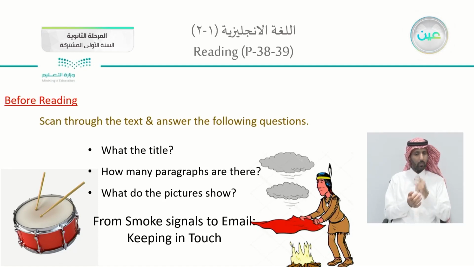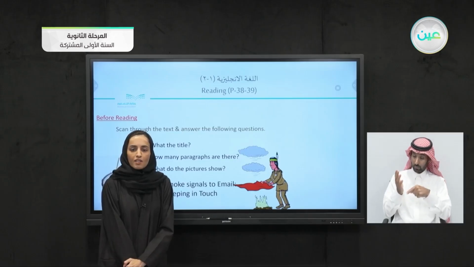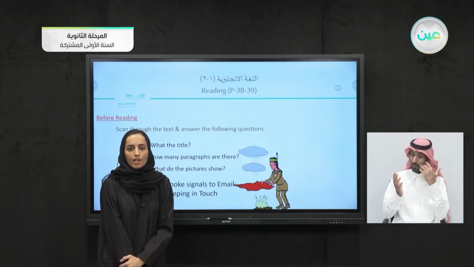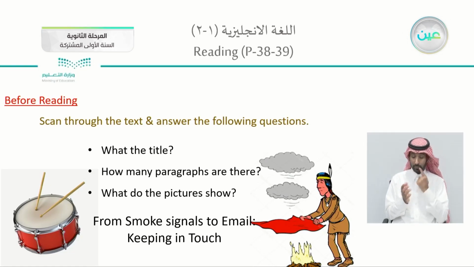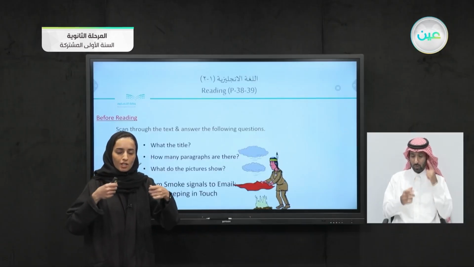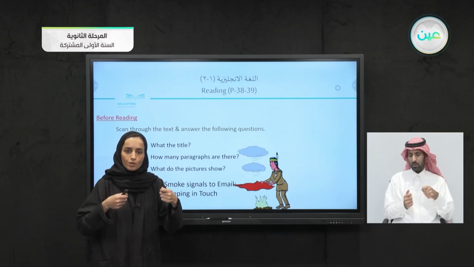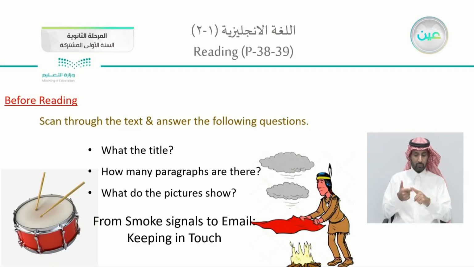How many paragraphs? Count them, starting from the whole page 38. They are actually 5 paragraphs. We're having 5 paragraphs. What do the pictures show? At the beginning here, first is a drum, which gives you a sound. And the other one, we're having a man lighting fire, and you can notice the smoke as well. Okay, so these they are.